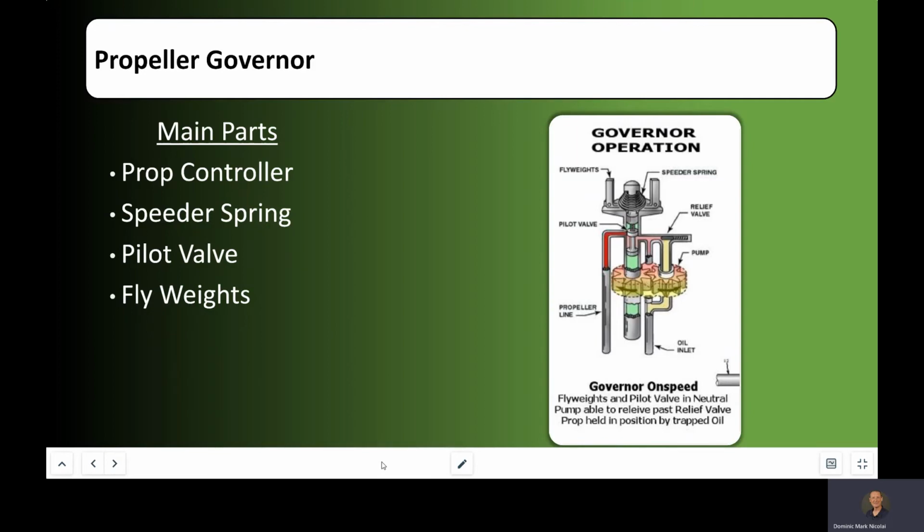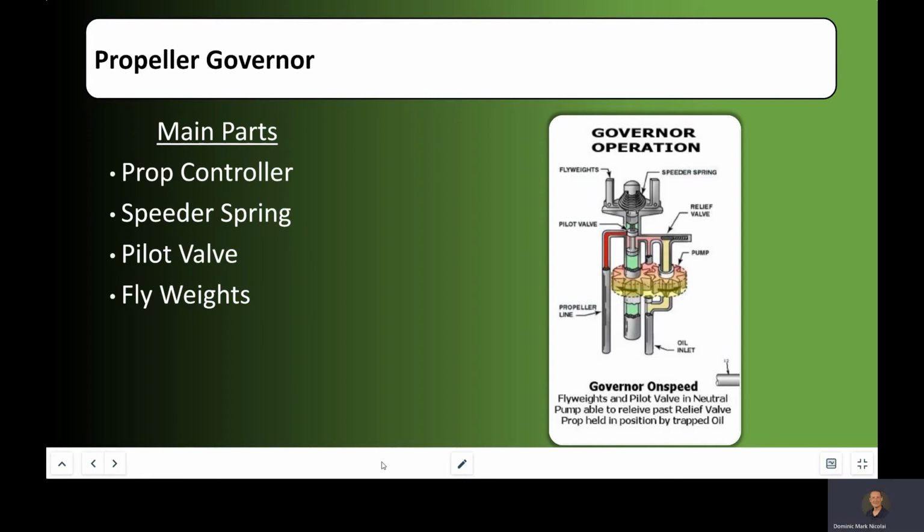So how does the blade do it? How does it move? There's definitely some forces up inside that propeller spinner. And we're also adding another force to it from oil pressure. So the propeller governor has some main parts. There are 5 parts that we're going to talk about in the system, and 4 of them make up the governor itself. We'll talk about each of these individually.